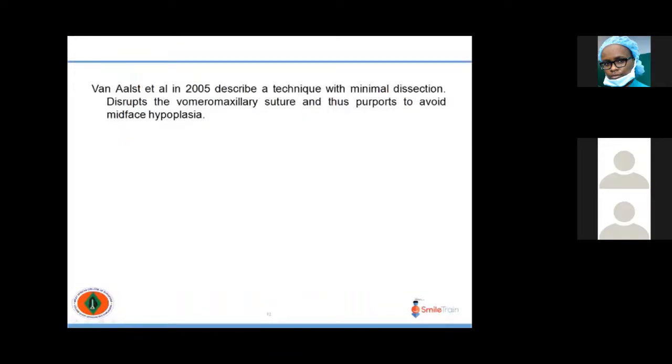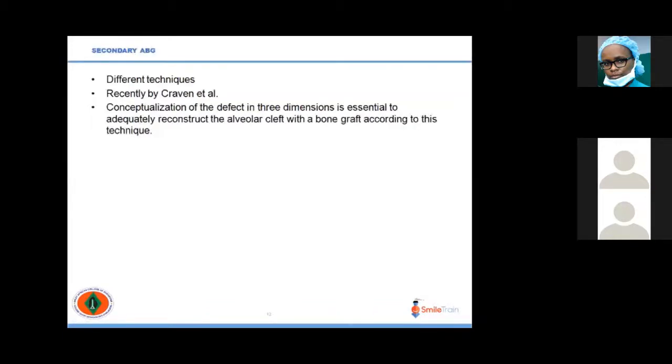Another research carried out by Van Asse et al. in 2005 also said that primary bone grafting can reduce the problem of midface hypoplasia. But I've not tried that technique because most surgeons today prefer to carry out secondary bone grafting rather than primary bone grafting at an early stage.